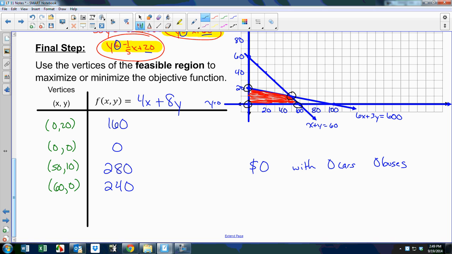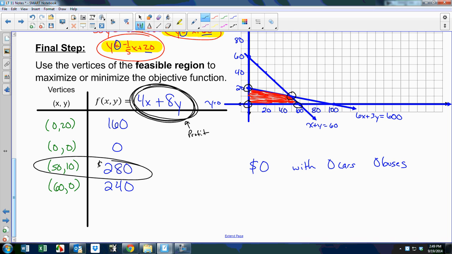So let's do a little hypothetical here. Let's pretend that the 4x plus 8y wasn't what he had to pay the attendant, but what he made for every car. He made $4 for every car, and he made $8 profit for every bus. Then the problem would change to thinking about the maximum profit if this were a profit function. And then we would go with this option. $280 is his maximum profit with 50 cars and 10 buses. Again, that's just a hypothetical since the 0 cars and 0 buses was the minimum.